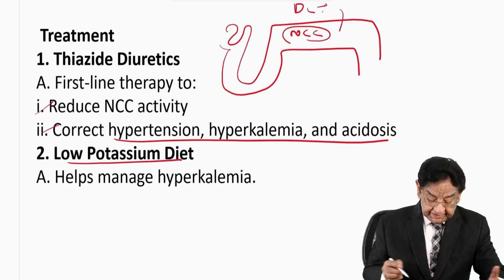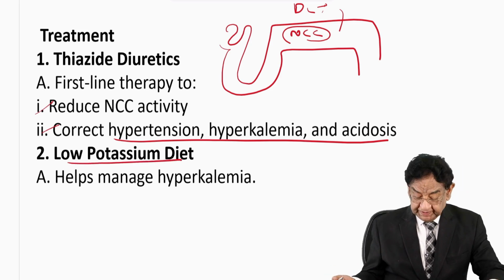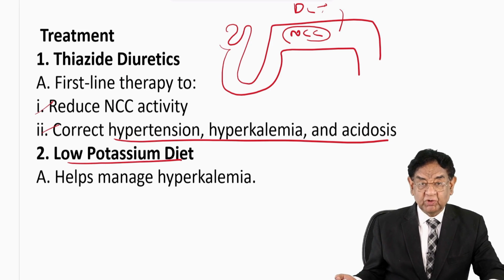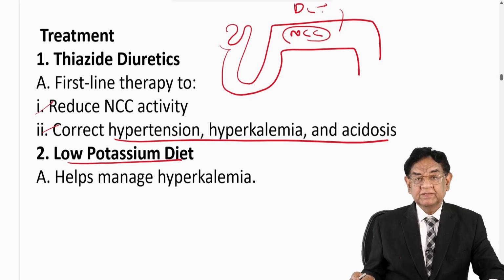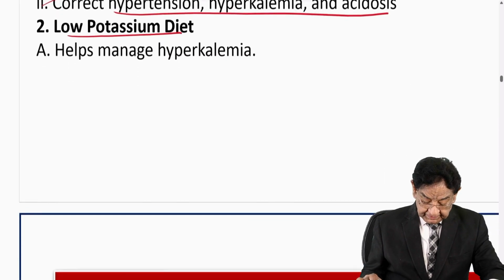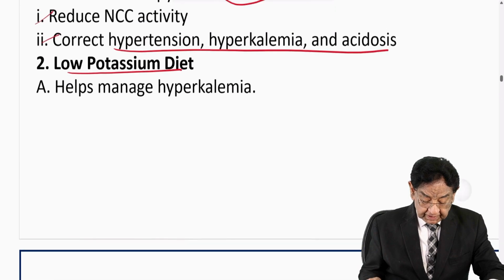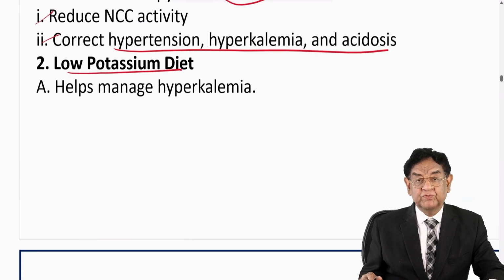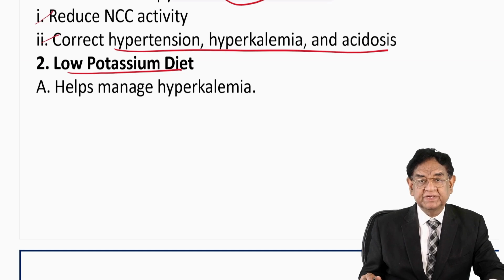Low potassium diet is mandatory, definitely. Hyperkalemia is already there, so you have to give a low potassium diet. Now if I tell you the common foods which are rich in potassium, like banana, coconut, citrus fruit, they are very rich in potassium. This is all about Gordon syndrome. I hope your concepts of Gordon syndrome are very clear to you.